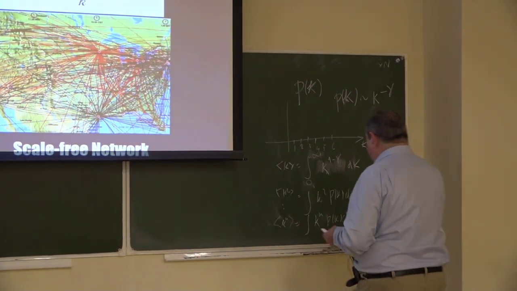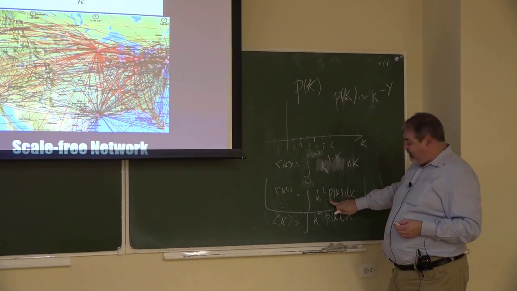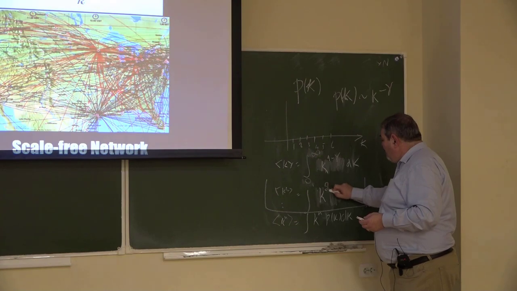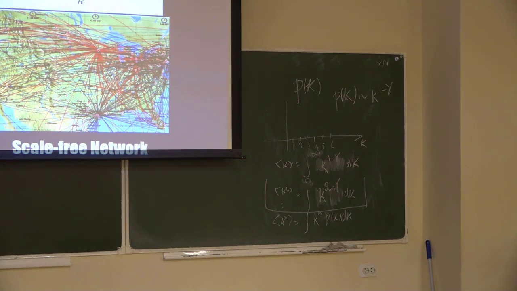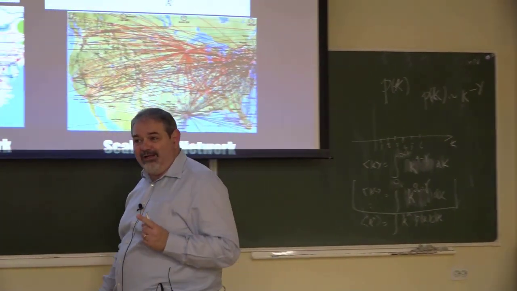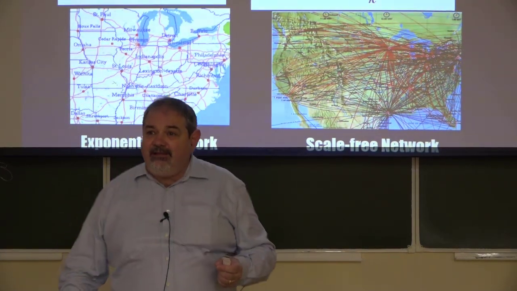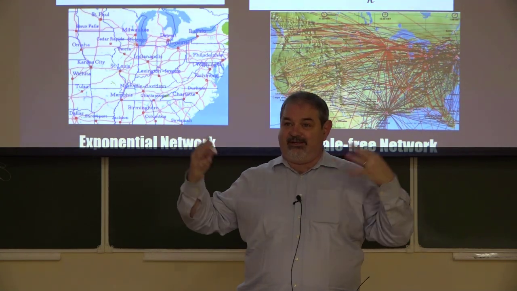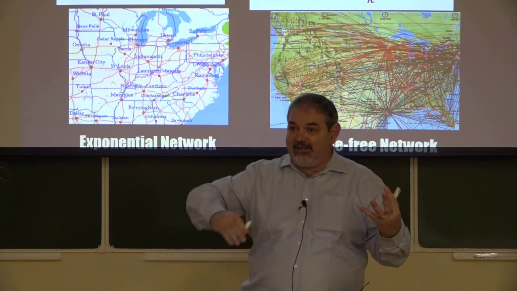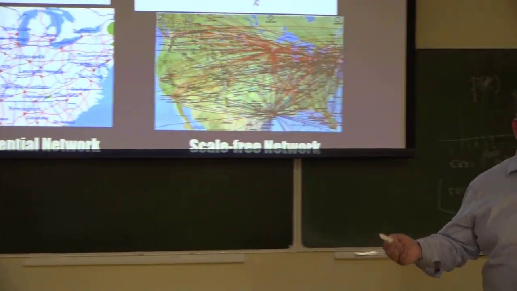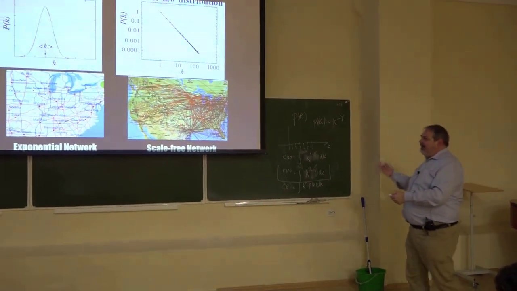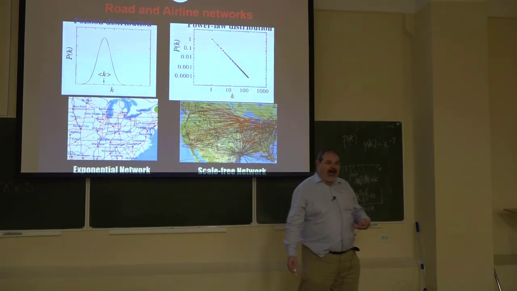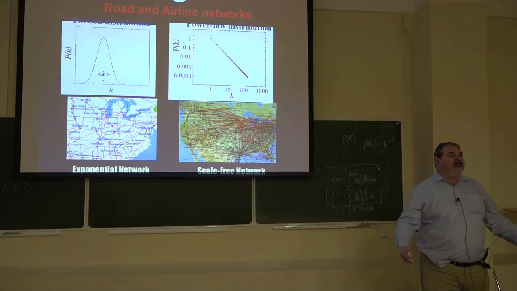When I instead calculate the fluctuations, I have here k squared pk, so I have here k to 2 minus gamma. And since now gamma is smaller than 3, 2 minus gamma is larger than minus 1. And when I integrate something, k to a power larger than minus 1, I have infinity. The integral of 1 over x is infinity, for x going to infinity. So these are networks which are characterized by very large heterogeneity, but much more importantly by the fact that when I increase the size of this network, the fluctuations increase more and more, whereas the average degree remains the same.